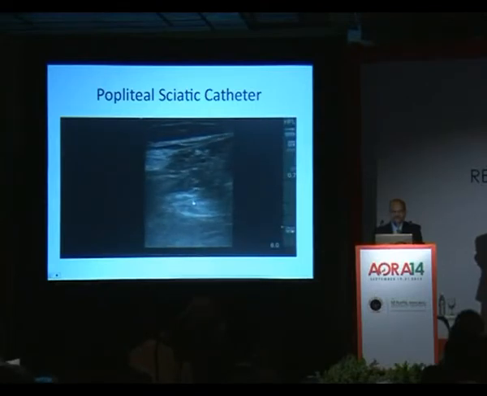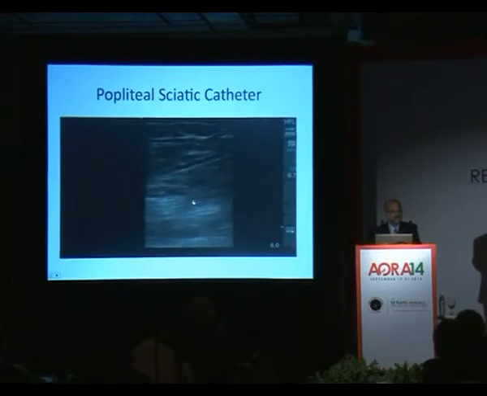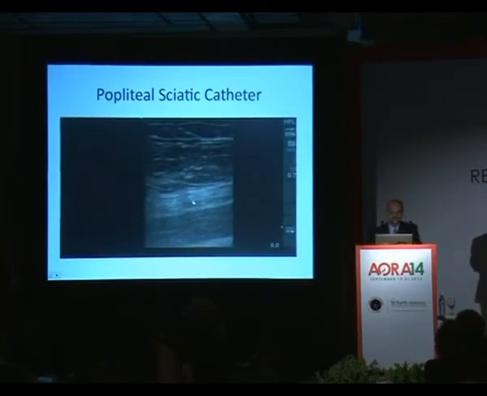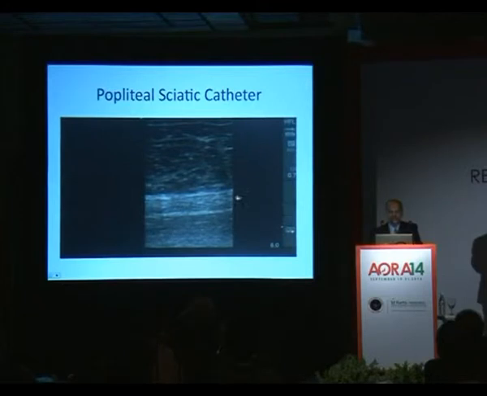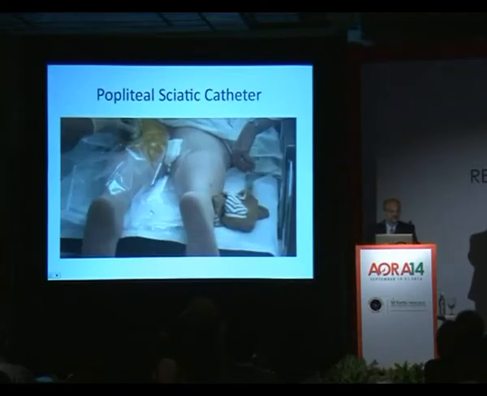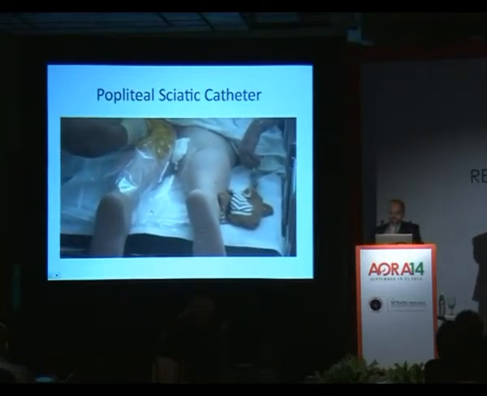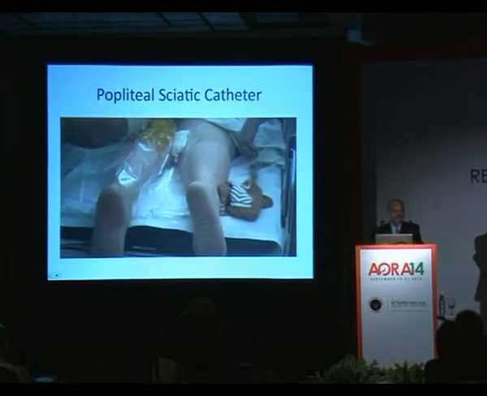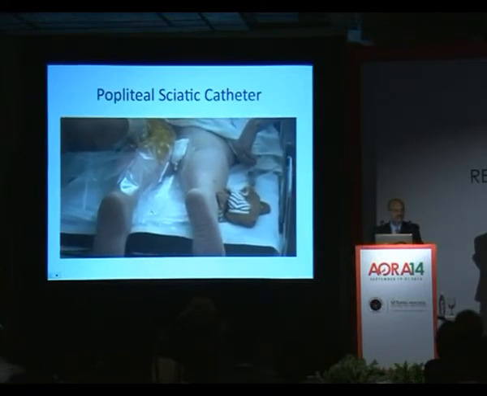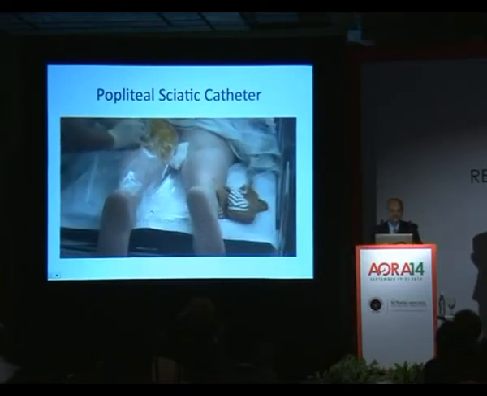And then in this case, what we did was we rotated the transducer, so you can actually now see the nerve in a long axis. And in this case, we positioned the catheter in a long axis plane. Again, very generous infiltration of local anesthetic through the tissues through which the Tuohy needle is going to travel.